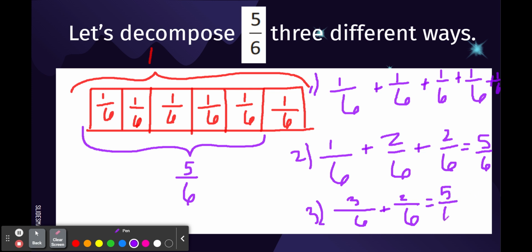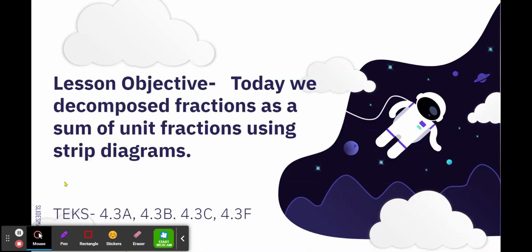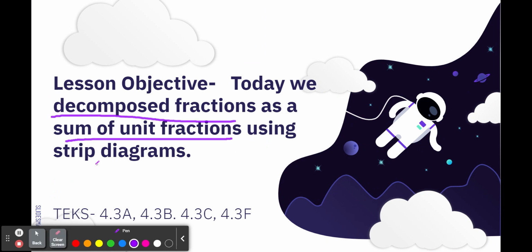Like I could do 4/6 plus 1/6. I can do 1/6 plus 3/6 plus 1/6. There are a lot of different ways that we can decompose 5/6, just like there are with any other fraction or any other number. All right, let's go ahead and review our lesson objective. So today we decomposed fractions as a sum of unit fractions using strip diagrams.